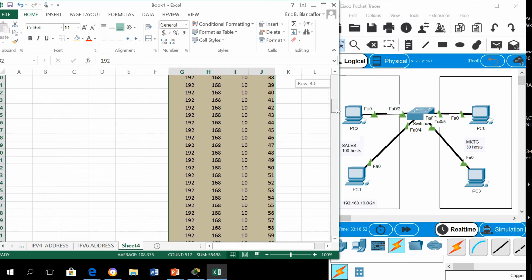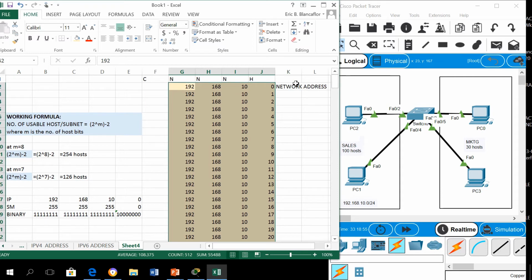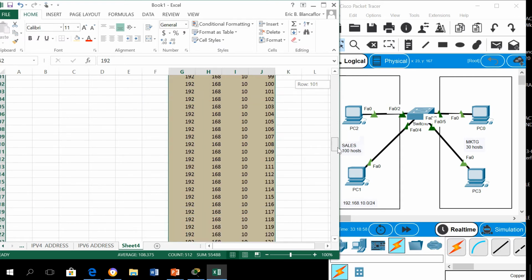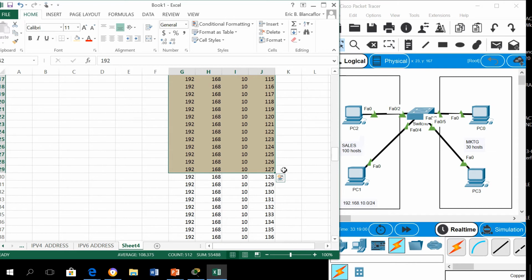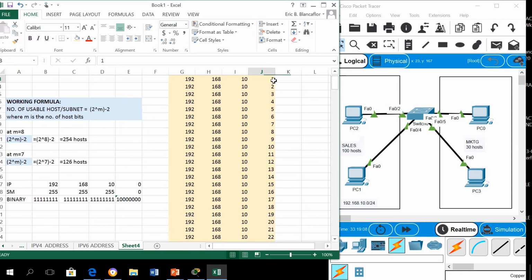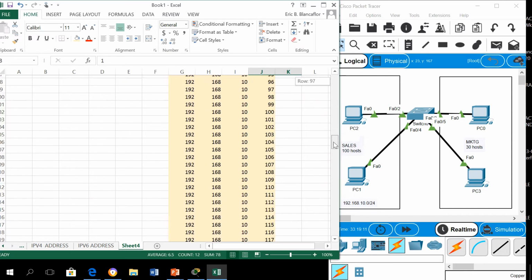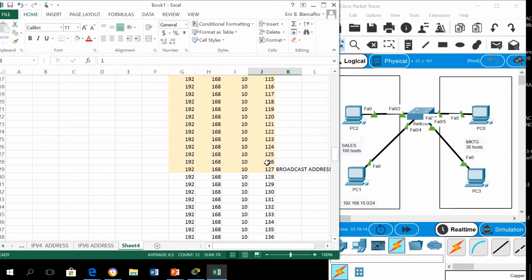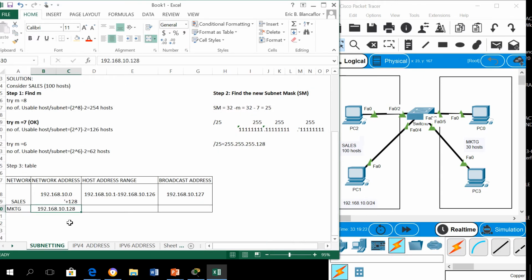So we already divided our network. The network address for sales is 10.0, and 127 is its broadcast. From 1 to 126 is its host address range. And 128 is now a separate network. That's the process of subnetting. We just keep on repeating the process.